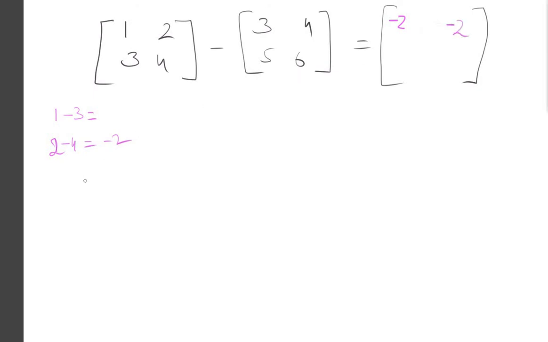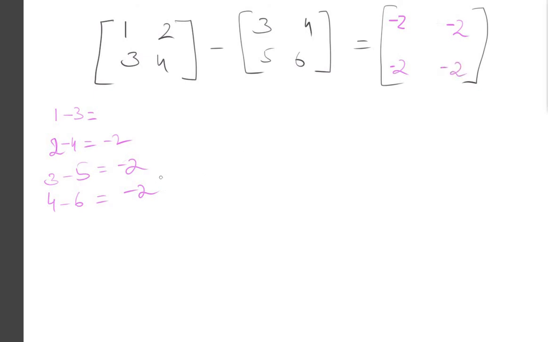Next one, 3 minus 5. What's the answer? 3 minus 5 is -2 again. -2. And what is 4 minus 6? You see the coincidence? -2.